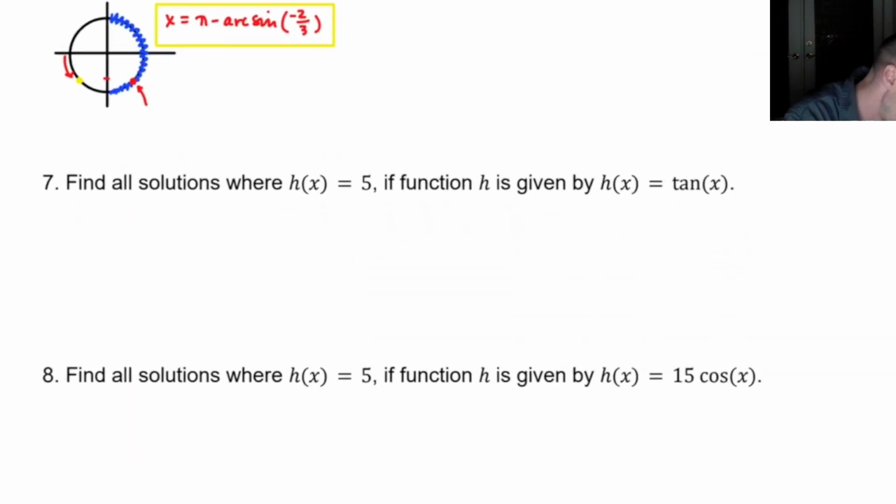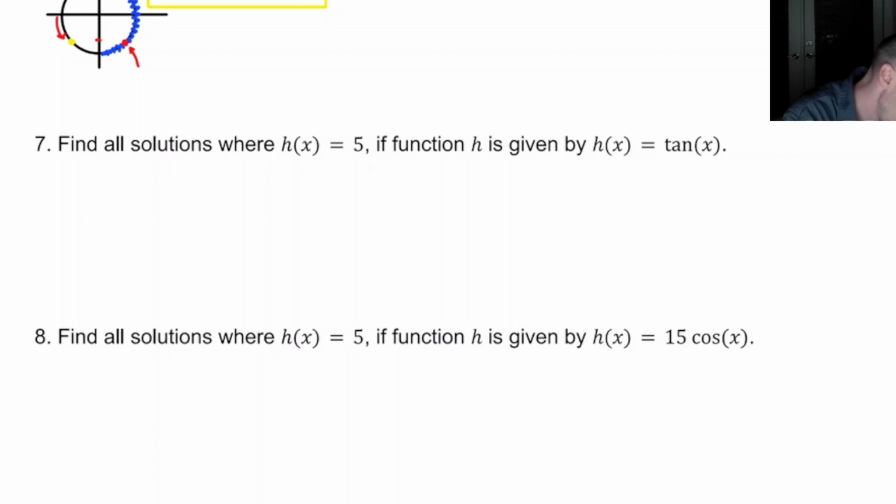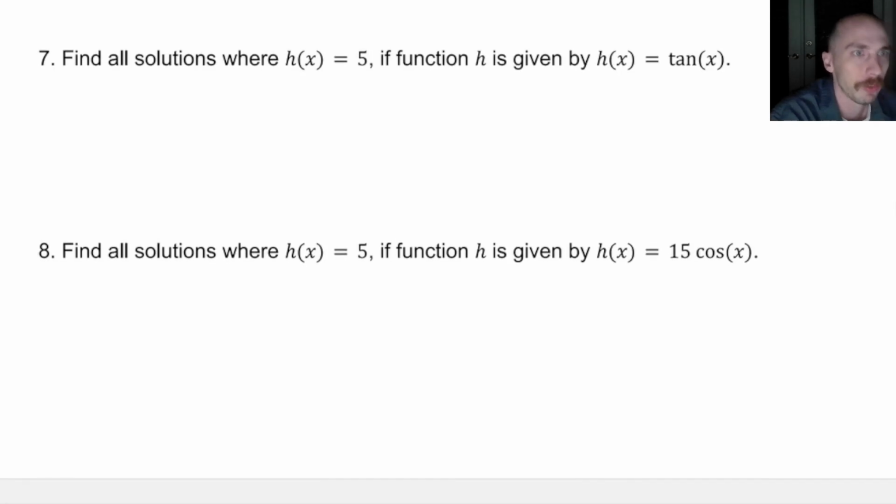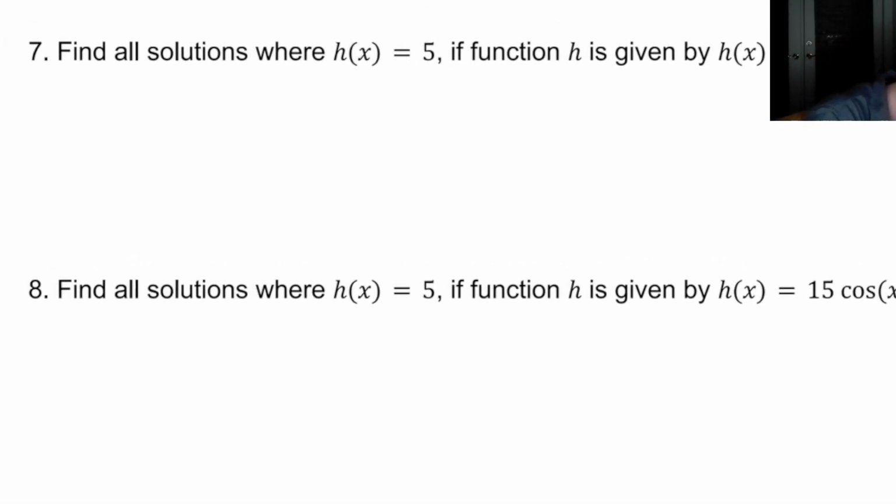Okay, now I was hoping that we'd have, oh yeah, here we go. We have a tangent one there. Find all solutions to the equation h of x equals 5 if h is the function given by tangent x. All right, so tangent x equals 5.